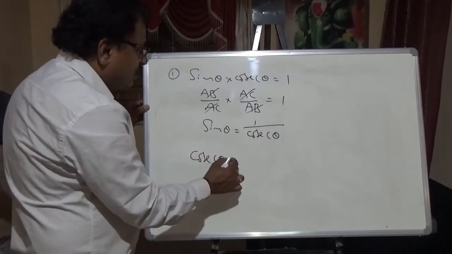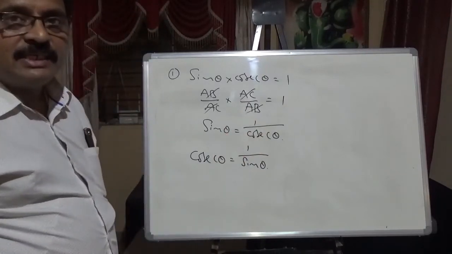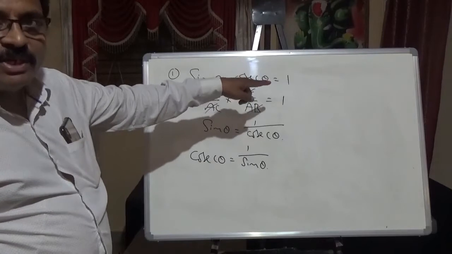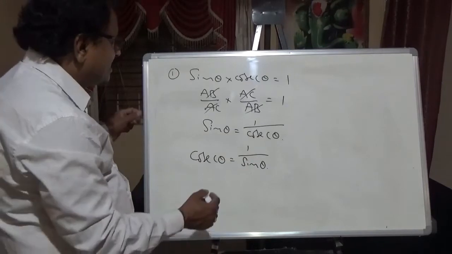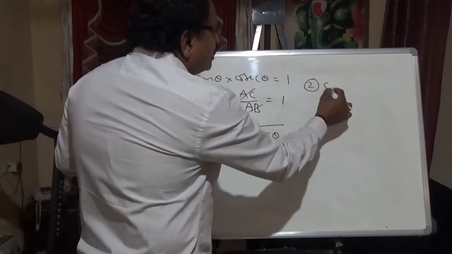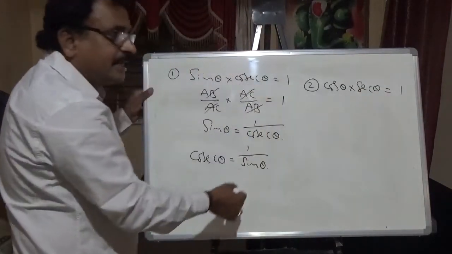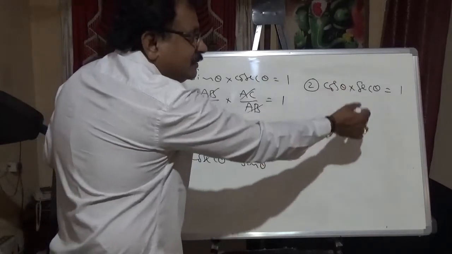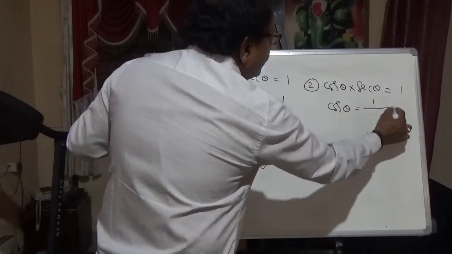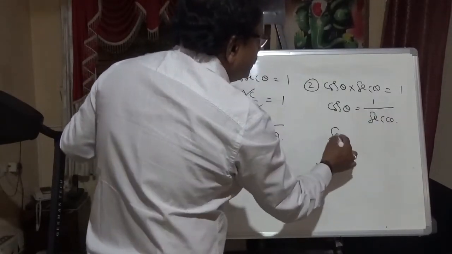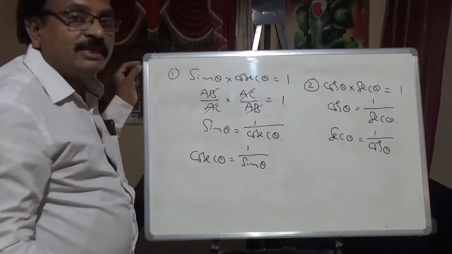Cosecant theta is equal to what? 1 by sin theta. Please try to understand. Sin theta and cosec theta are reciprocal to each other. The second one: cos theta into secant theta is 1. Similarly, BC by AC, AC by BC, AC, AC, BC, BC cancel. So cos theta is equal to what? 1 by sec theta. Sec theta is equal to what? 1 by cos theta. Try to understand.